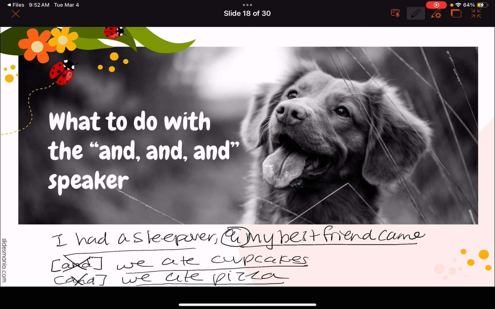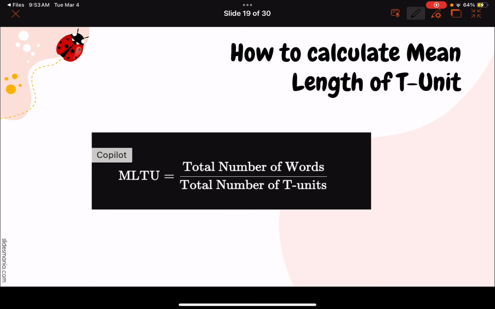Just break it down into its T units, but excluding those ands until they stop with the rambling of the "and." Right? So hopefully that makes sense. And then that "and" just won't be counted in your T unit count. You kind of just basically act as if the word doesn't exist. Okay? So hopefully that makes sense for you, and then you'll know what to do with that particular kiddo. All right? Okay. All right.